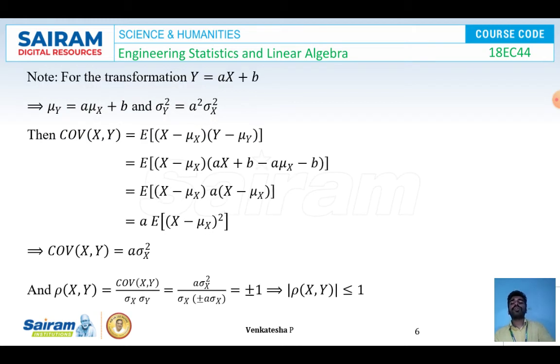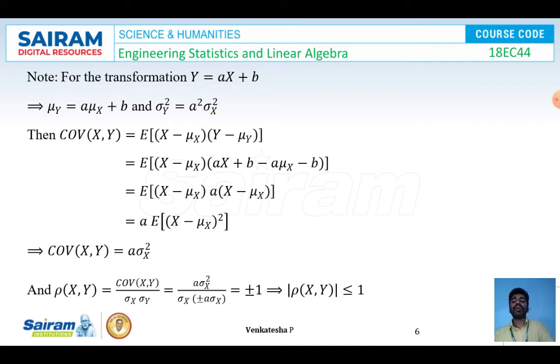A small note, the transformation equation y is equal to ax plus b has been given. So for this equation, I'm going to find the mean, variance and covariance. So the mean will be given by applying expectation on both the sides. I'll get expectation of y is equal to a into expectation of x plus b. So the equation leads to mu y is equal to a into mu x plus b. And the variance will become sigma y square is a square sigma x square.